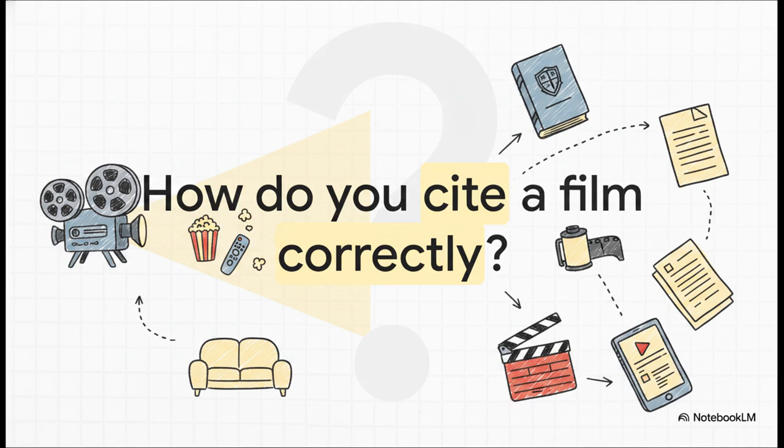It's just not like a book where you flip to the title page, copy down the publisher and year, and call it a day. Books are relatively static, but films are incredibly fluid. They get remastered, re-edited, and distributed in a million different ways across the globe. So capturing all of that dynamic information correctly is absolutely vital for the integrity of your research.